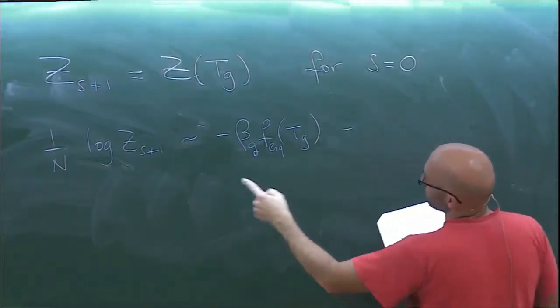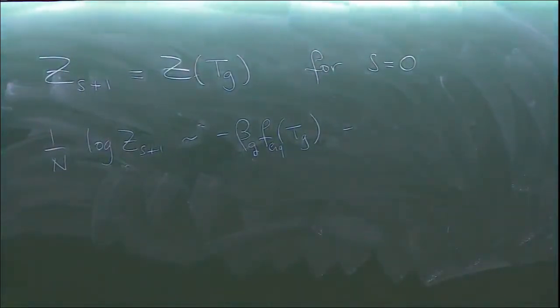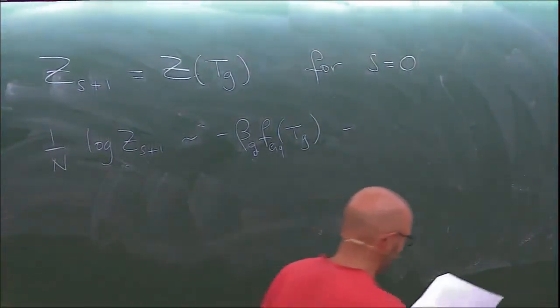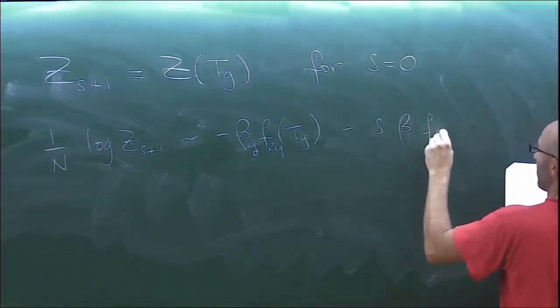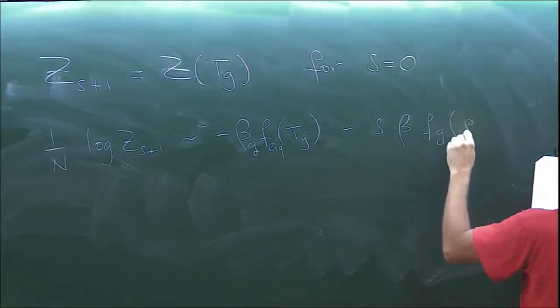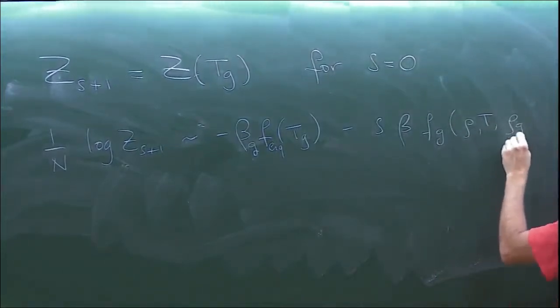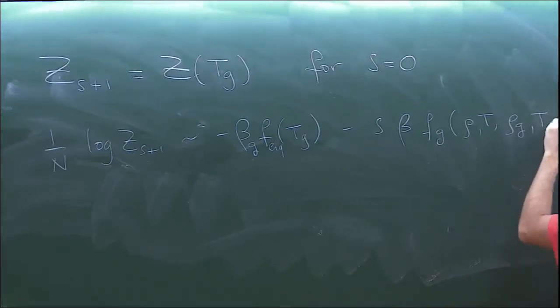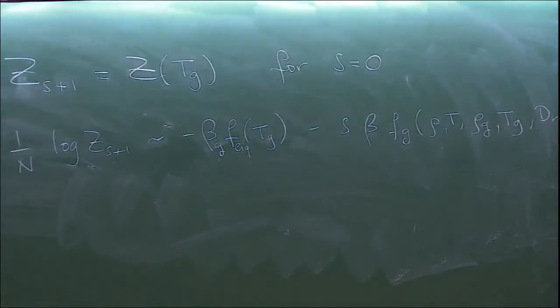And if you develop for small s using this formula, then you see that the next term is going to be s times beta times the glass free energy that I want to compute. This is a simple calculation that you can do by yourself, and then I have order s squared.